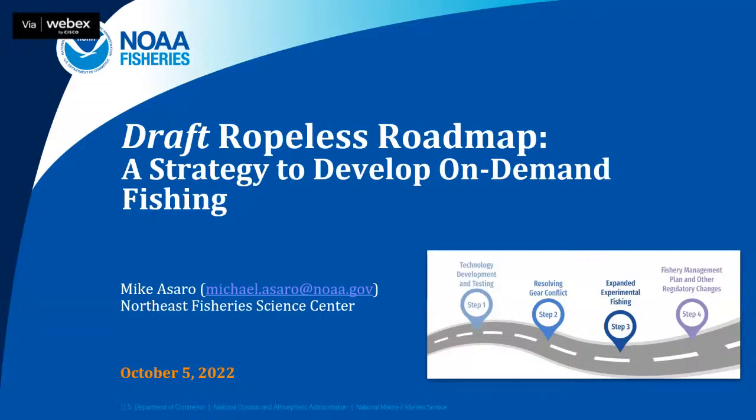Thank you very much, and good morning, everyone. Can you hear me okay? Yes. Great, thank you. My name is Mike Asaro, and I'm an economist at the Northeast Fisheries Science Center. And I'd like to talk a little bit today about the document described here, the draft Ropeless roadmap, which we're calling the strategy to develop on-demand fishing. I'd like to walk you through the contents of the report, invite you to review it yourselves, and ask you for your feedback and input on the document and the contents described within it.